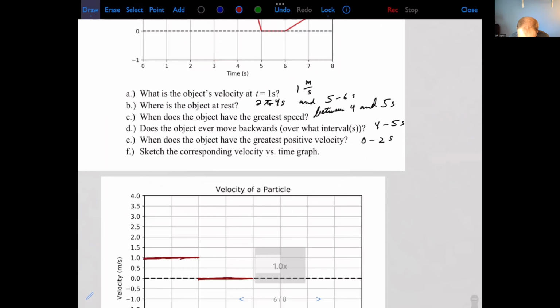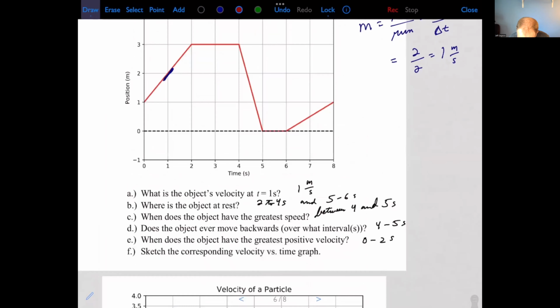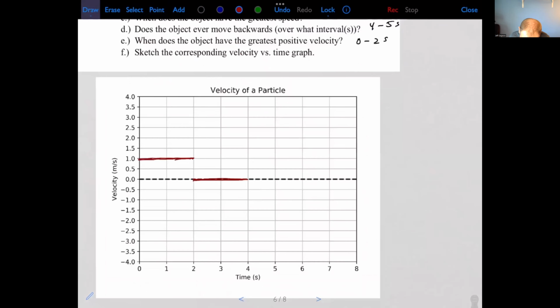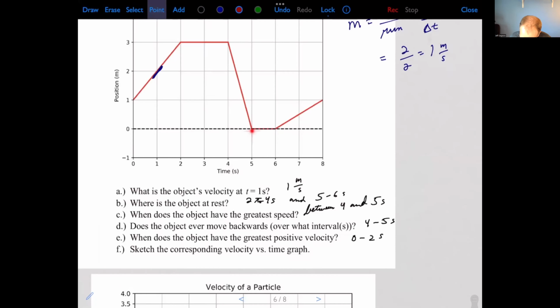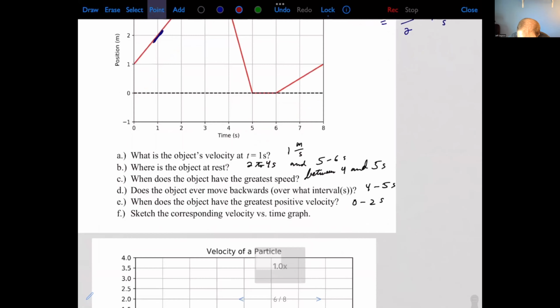Okay, what about from 4 to 5? Well, from 4 to 5, let me calculate the slope because I want the velocity. The rise is -3, the run is 1, so it looks like the velocity is -3, right? That slope is -3. So if I go to my graph here, from 4 to 5, the velocity is going to be -3, like that. Okay, 5 to 6, 0 again, right? So 5 to 6, it's 0.